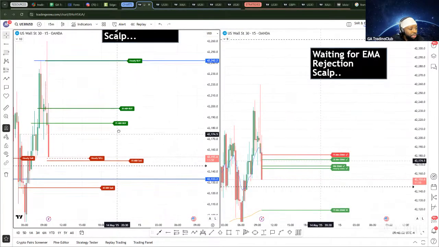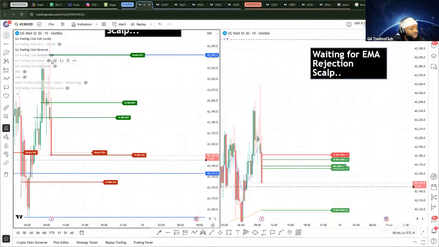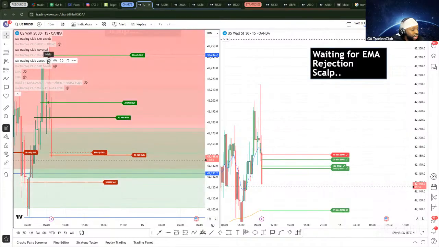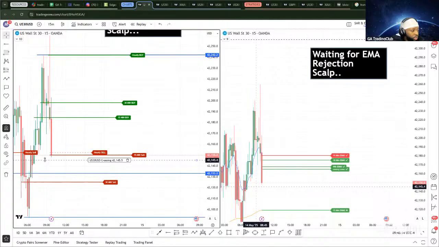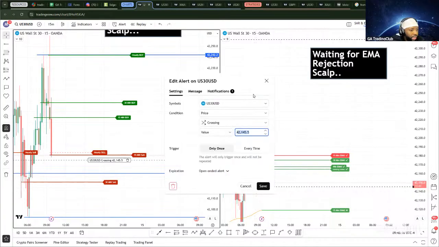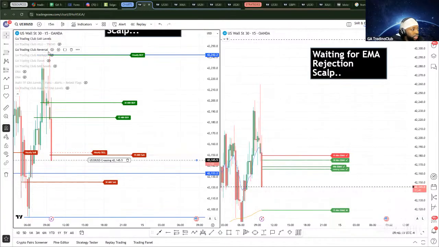We have a 15-minute sell. This is going so fast. We have another trade right here. This trade is at 152, 142. So if we get to 142, I'm taking a buy on US 30.